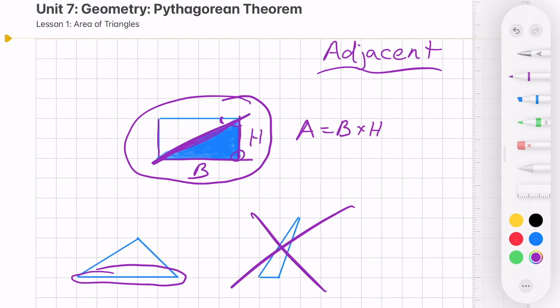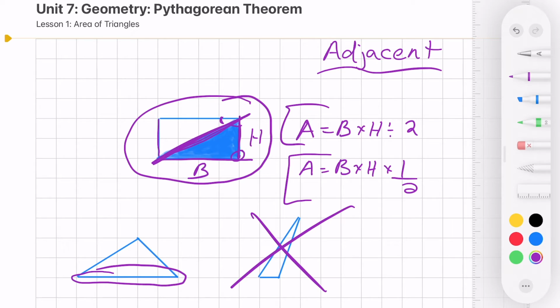So what do I need to do to find the triangle area? I need to cut this in half. So I divide by half. Lots of teachers are going to tell you that this is the formula: base times height times 1/2. You can write it either way. It doesn't matter. You're going to come up with the same answer.